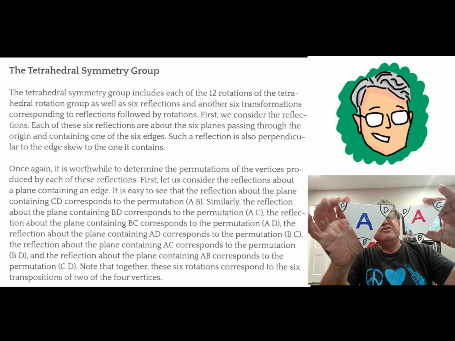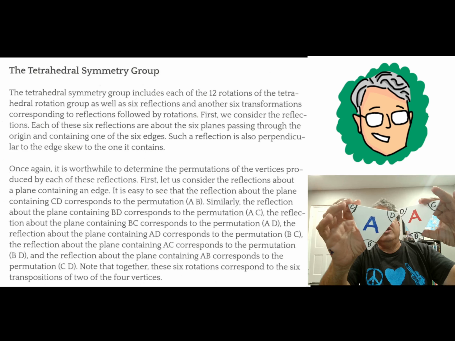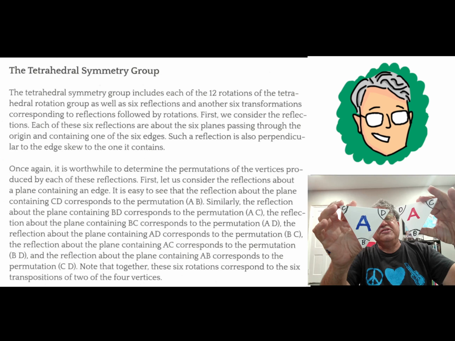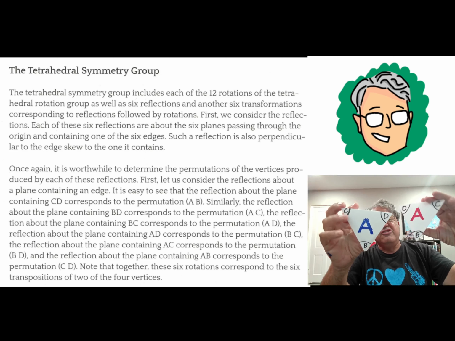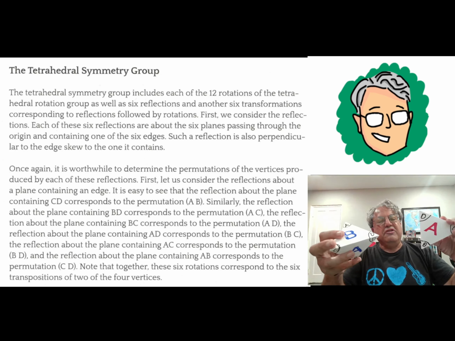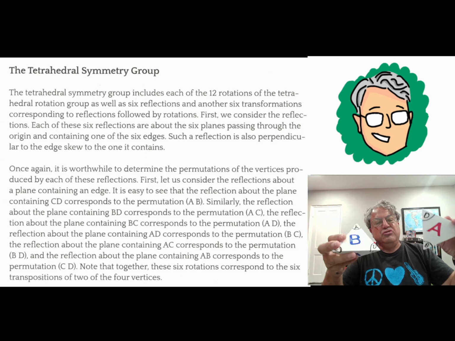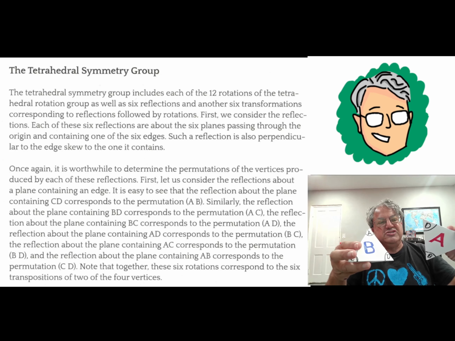Now you'll notice that if you go clockwise for the blue one, you get CDB, whereas you get CBD for the other one. So I think you can see that one's a mirror image of the other, and there's no way you can rotate one of these tetrahedra to get it to look like the other one. It's not equivalent to its mirror image.